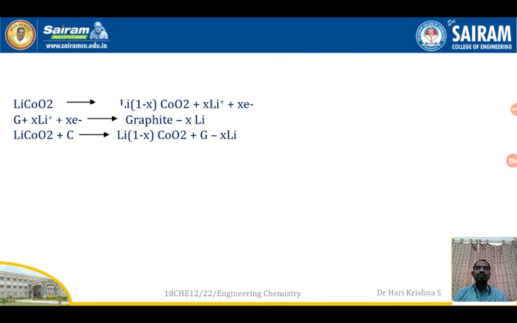During the reverse process, the reaction will be reversed: Li plus plus x electrons gives lithium cobalt oxide. That is when you are charging. Your battery will be at 10%, you will connect it to the electric socket and charge. When you charge, you are supplying electric current. Electric current means you are giving the electrons. When you are giving electrons, the Li plus will accept the electrons and give Li. So initially it will be 10%.